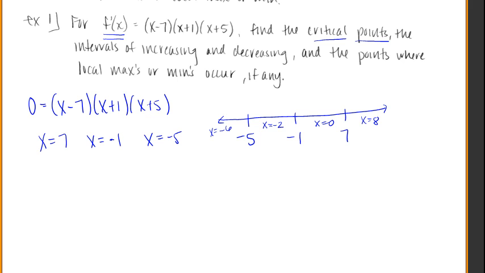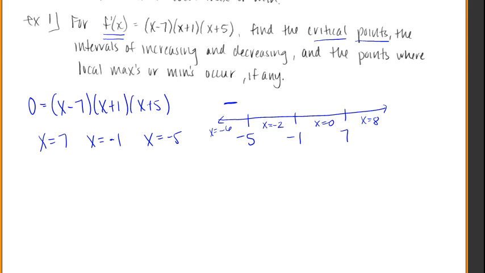When I test these, I don't need an exact number. I just need to know if it's going to come out positive or negative. If I plug negative 6 into the first parentheses, it would give you negative 13, which is obviously negative. Negative 6 plus 1 is also negative, and negative 6 plus 5 is also negative. So 3 negatives make an overall negative. Again, I'm not worried about the magnitude, just the sign, positive or negative.